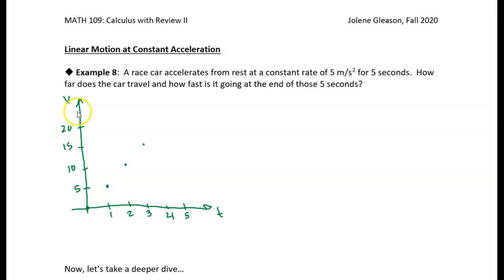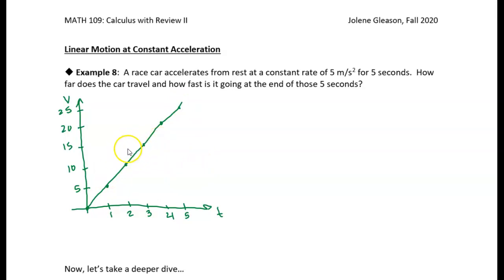So here's 20, and let me draw 25 up here. You can see that after 5 seconds, I'm now going 25 meters per second, because my velocity is changing at a constant rate of 5 meters per second per second. All right, so I can draw the velocity graph. It just looks like this. I'm just going to connect up these dots. It's a nice straight line, right?